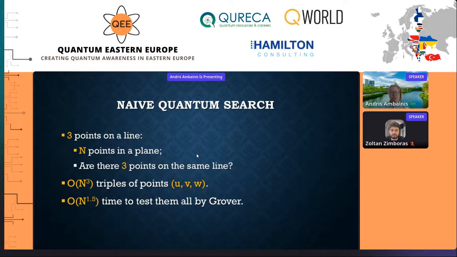One can use naive quantum search. That gives some quantum advantage, but that doesn't go all the way that we could go. So, for example, if we consider the problem of determining whether there are three points on the same line, if there are n points, there are n cubed ways how to choose a set of three points. And then, to test all of those n cubed possibilities by quantum search, we need time that is n to power 1.5. And the quantum three-sum algorithm seems to indicate that we might be able to go to linear time quantumly. And naive quantum search doesn't quite achieve that.